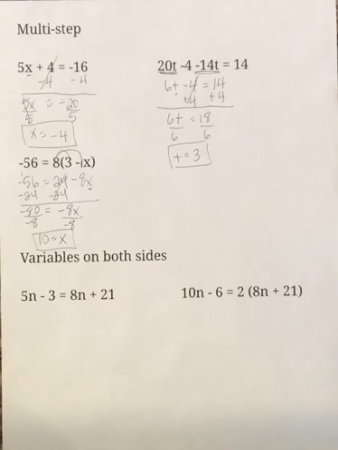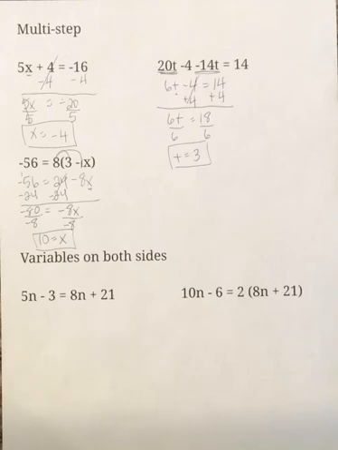Again, these just had multiple steps because you might have had distribution, you might have had to combine like terms. You generally had to get rid of a constant that was on the same side of the equal sign with the variable, and then you had to do some division to clear the coefficient as your last step.